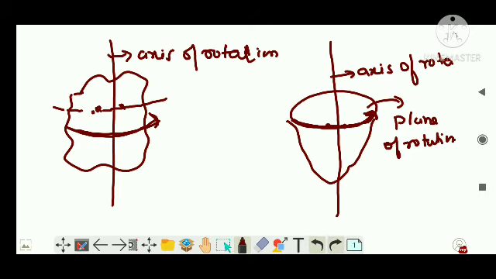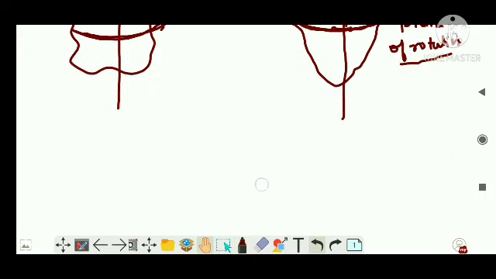So you can see that during circular or rotational motion, the axis of rotation is perpendicular to the plane of rotation. Keep that in mind. Every time in rotational motion, the axis of rotation is perpendicular to the plane of rotation. Clear? Suppose in the same diagram, I'm going to redraw only the top part.